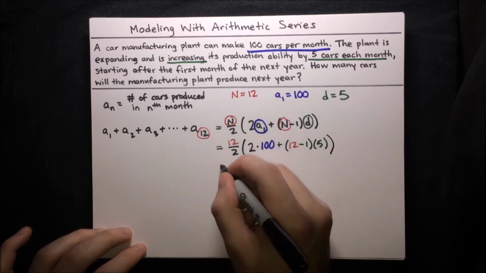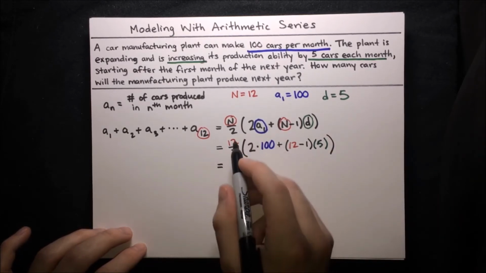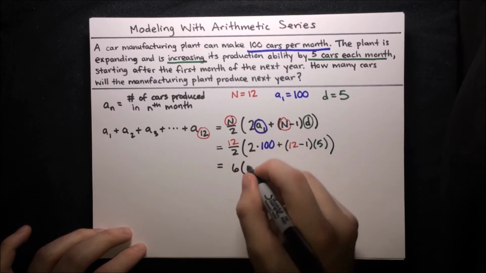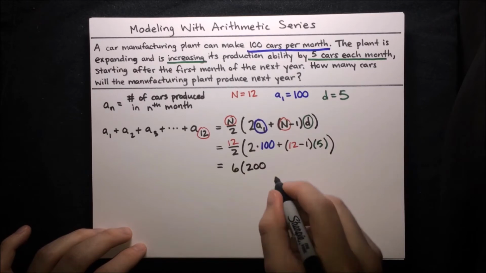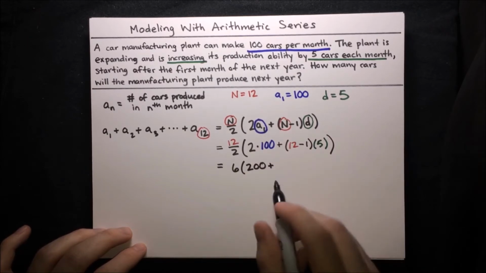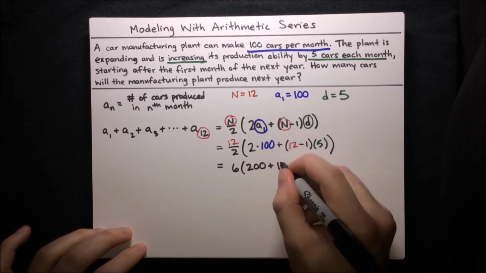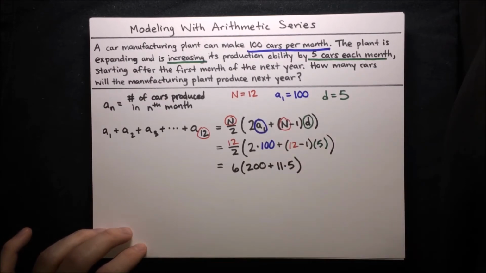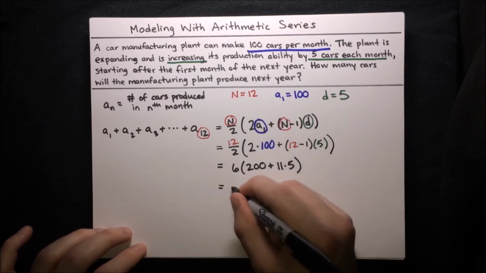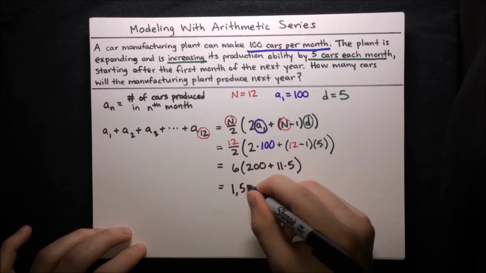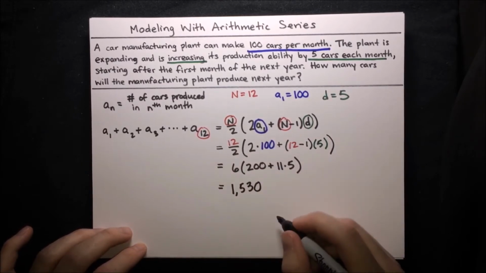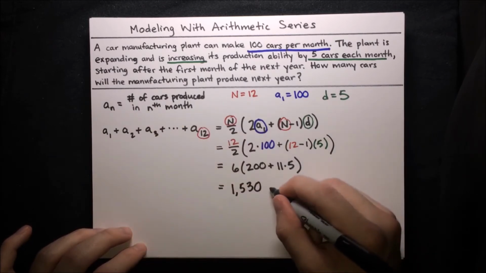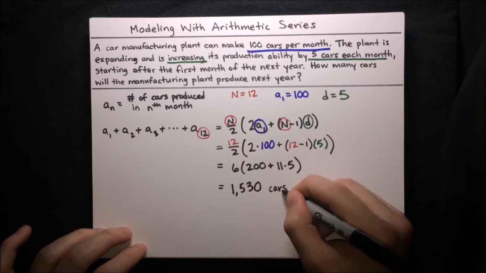Let's simplify this a little bit before computing. 12 over 2 is 6, 2 times 100 is 200, then plus 12 minus 1 is 11, so 11 times 5. Punch that into the calculator, and the result is 1,530. So there we go. That's how many cars the manufacturing plant will produce next year: 1,530 cars.